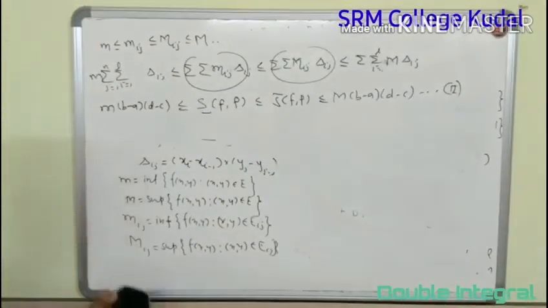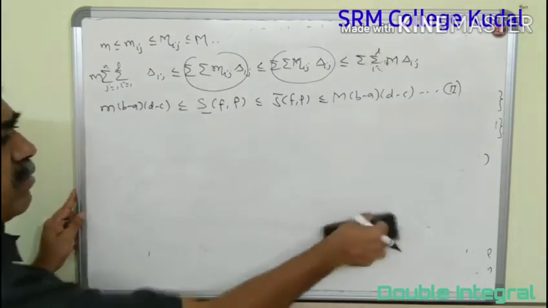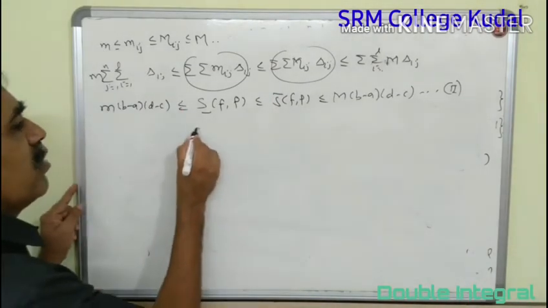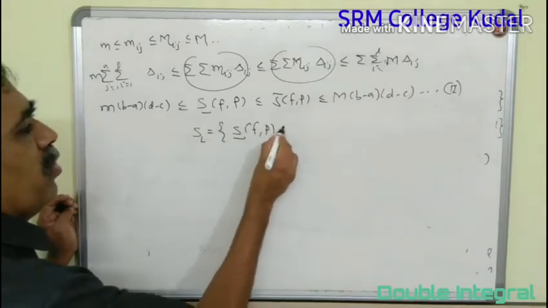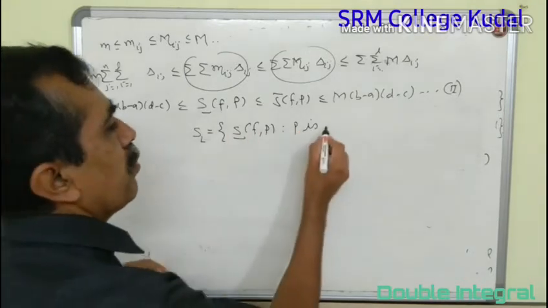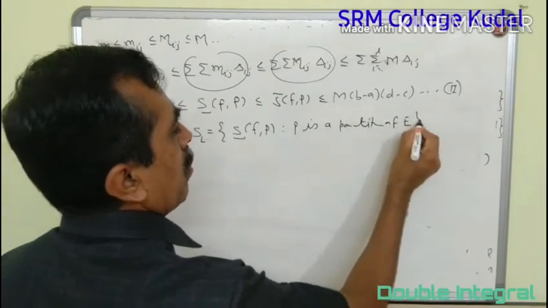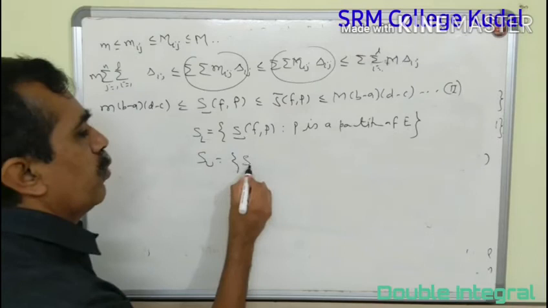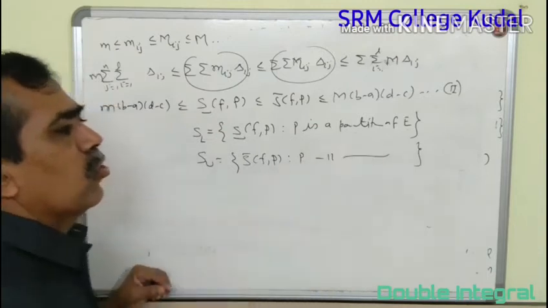Now, as there can be infinitely many partitions for the rectangle E, I will consider SL as the set of all lower sums of f such that P is a partition of E, and SU as the set of all upper sums of f with respect to any partition P of E.